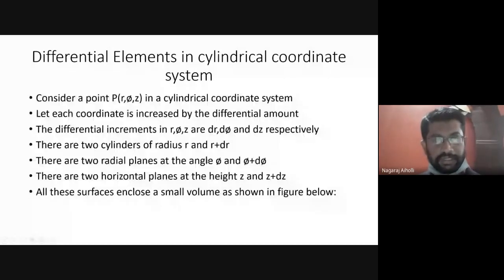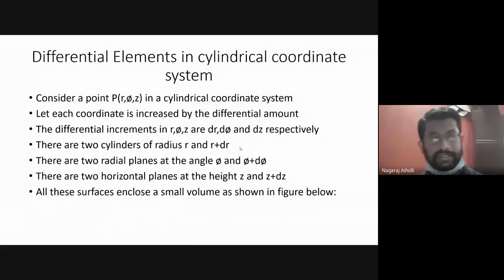There are two cylinders, one with the radius r and another with the radius r plus dr. We are analyzing the cylindrical coordinate system. Here we are getting one cylinder of the radius r, another cylinder with the radius r plus dr. Then there are two half planes, one with an angle phi, another with an angle phi plus d phi. Then there are two horizontal planes, one at the height z, another one at the height z plus dz. Correct? The same thing that we just now explained.